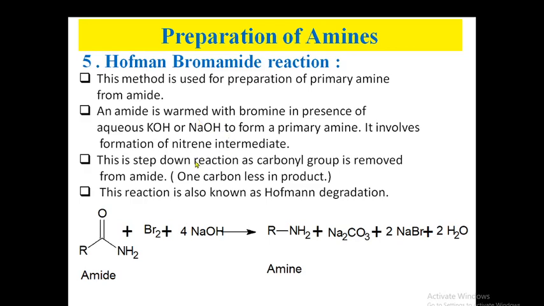Now in this Hofmann bromamide reaction, if you compare the reactant and product, the product has one carbon less as compared to the reactant, and therefore this is an example of a step down reaction. As in this reaction the carbonyl group is removed, hence this reaction is also called a Hofmann degradation reaction. This is the general example.